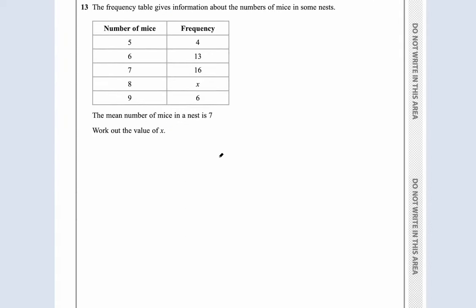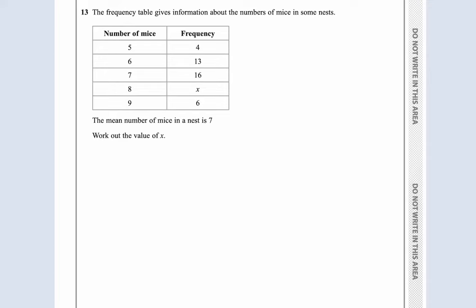Okay. Question 13. So we have a frequency table, which gives information about the number of mice in some nests. So we have the number of mice and the frequency. So for example, there are 6 mice in 13 nests. There's 7 mice in 16 nests. It says the mean is 7. Work out the value of x. So we don't know how many nests have 8 mice.